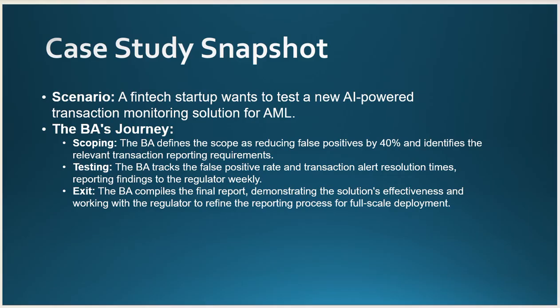Suppose a new fintech startup organization wants to test a new AI-powered transaction monitoring solution for anti-money laundering and counter-terrorist financing. So how will the BA journey work in that project? I'll explain. He will define the scoping, testing, and exit plan report.